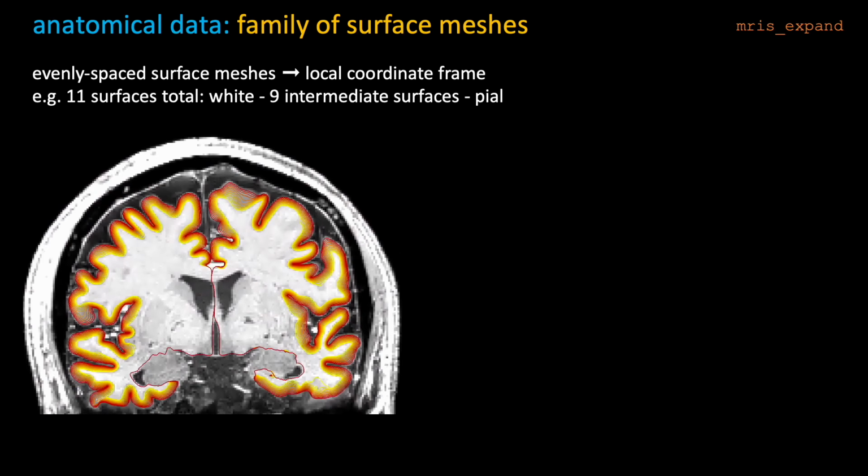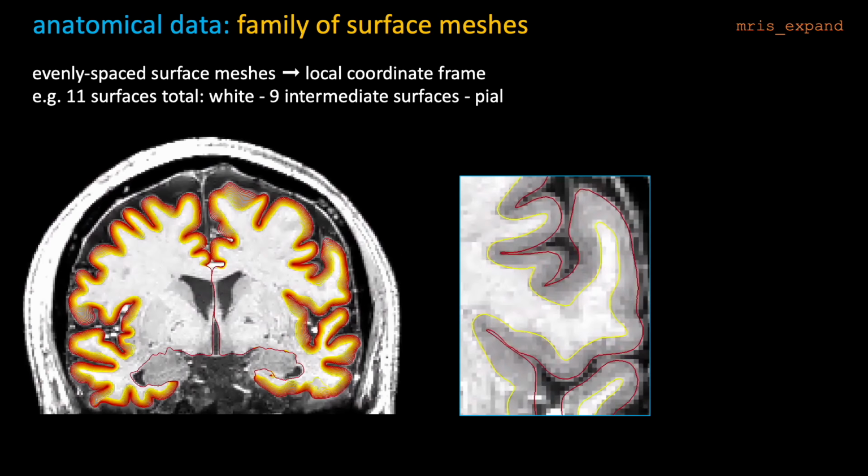And you can do it in different ways. We usually just use it as a percent of the cortical thickness. And we like 9 because that creates nice 10 bins across the cortex. And here is a zoomed in version of it, so you can appreciate a nice color gradient from white to pial.